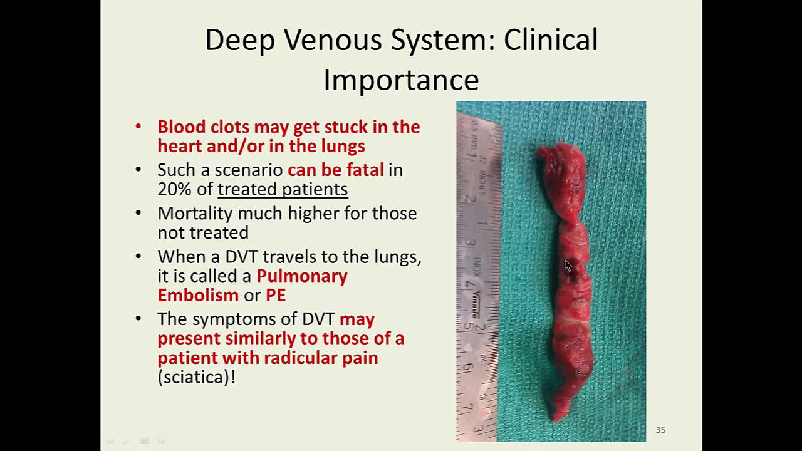This is the whole clot right here. This is the PE that was stuck in this patient's pulmonary trunk and pulmonary arteries. This was a saddle embolism.